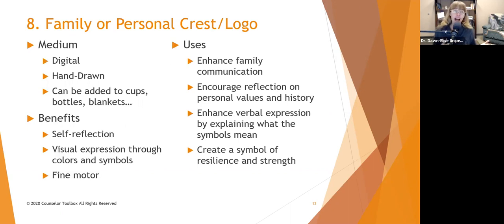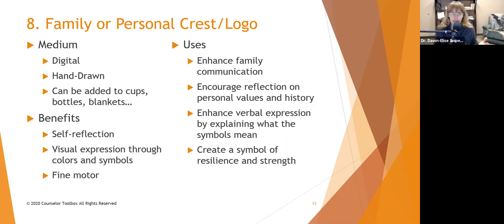Similar to the flag is designing a family crest or a personal crest or logo. If you were going to create a logo that represented you, and we do this for our businesses all the time, what would it look like? And you can do these digitally. You can hand draw them however you want to get that image out. And then once it's created, it can be added to cups, bottles, blankets, pretty much anything you can think of.